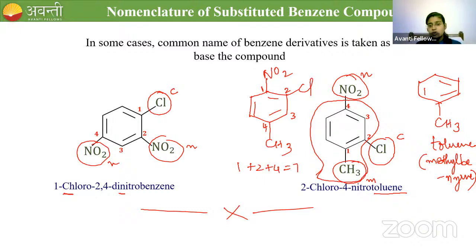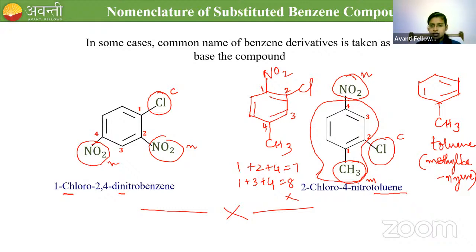Got it? So if I start from methyl, 1, 2, 3 and 4 like this, just add the numbers of the substituents. I'm having 1, 3 and 4, right? So it is 1 plus 3 plus 4. So what is the answer? It is 8. It is wrong. So I should not follow the anti-clockwise numbering. So let me erase it. Anti-clockwise numbering is incorrect. So this is the correct way of numbering.